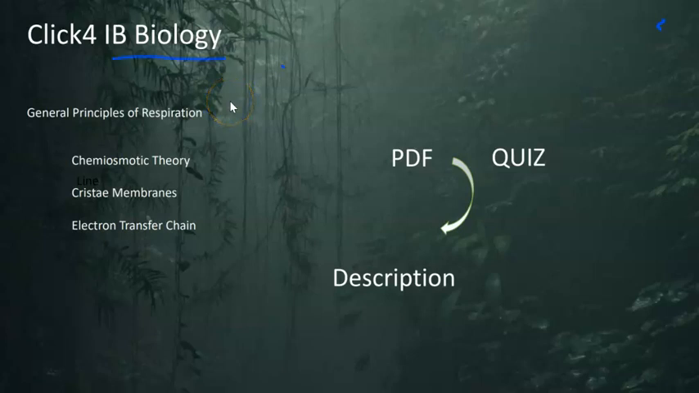Click for IB Biology. General principles of respiration, taking a look at chemiosmotic theory, a process which occurs on the cristae membranes and involves a knowledge of the electron transfer chain.